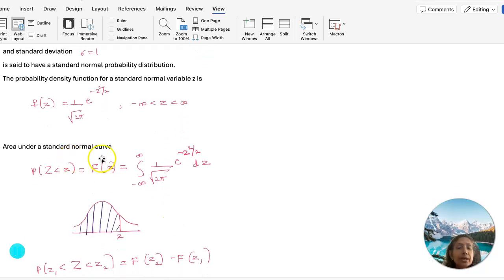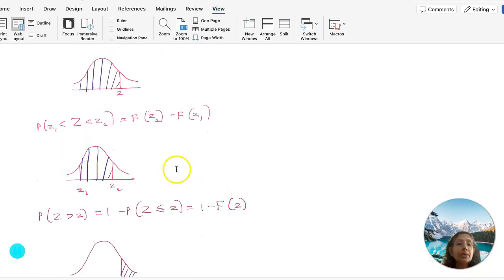So area under a standard normal curve is given by probability that capital Z less than z. This is F(z). So what is F(z)? Probability that your value capital Z is less than z, and this is integral minus infinity to z of 1 by root 2 pi, e raised to minus z squared by 2 dz. If you draw it, it will basically be this shaded curve, area to the left of z.